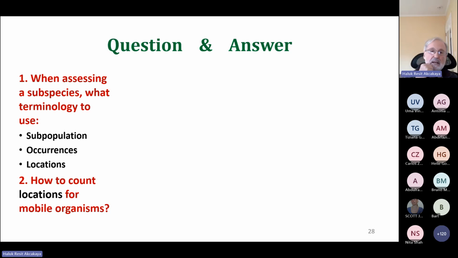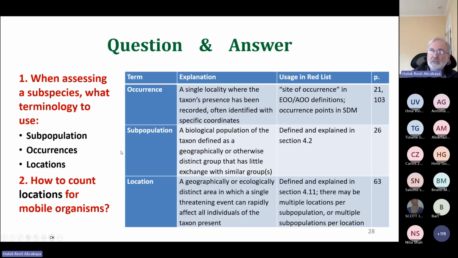So there were a number of questions about locations, but a lot of them were not very specific. So I tried to make some general comments about locations, and we'll see if there are more specific questions. But one question was, when assessing a subspecies, what terminology do we use: subpopulation, occurrences, locations? And another question was about how to count locations for mobile organisms. First of all, whether it's a subspecies or a species, the terminology is the same. And these three terms are completely different from each other.